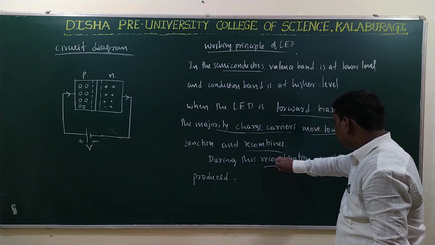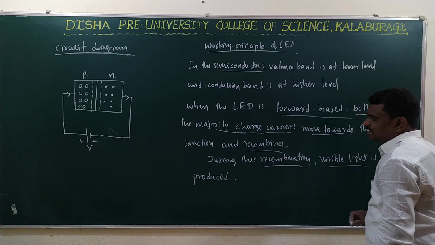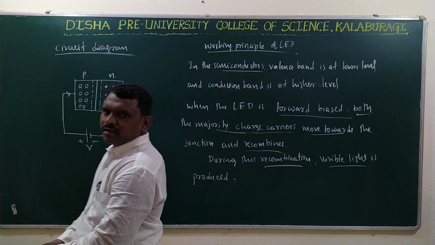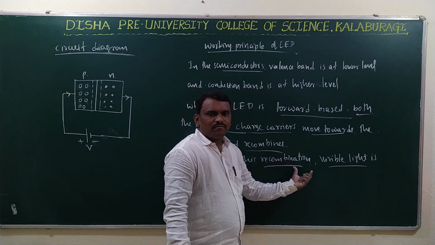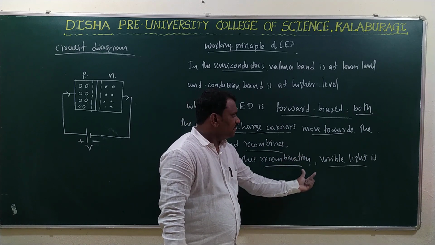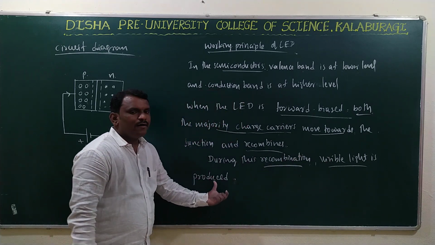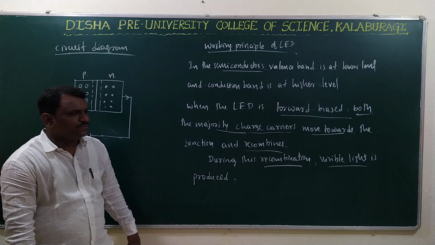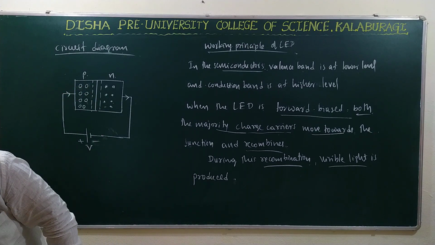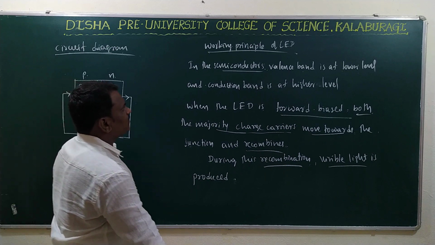During this recombination, visible light is produced in the diode. After recombination of the electrons and holes, visible light is produced. It's clear? Okay, next, what are the applications of LED?